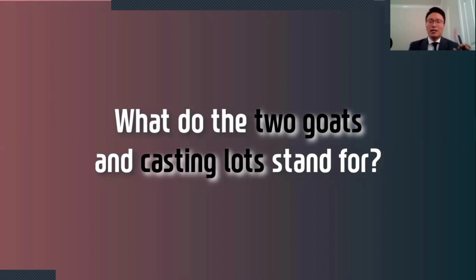I think there are many misinterpretations or misunderstandings about this picture, because it is described in a very, very simple way. So many people don't really regard this as an important element of the Day of Atonement event, but this has a very significant meaning. So we are going to look at that. So what do the 2 goats and casting lots stand for?